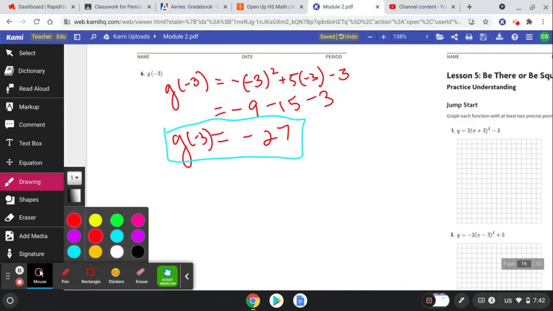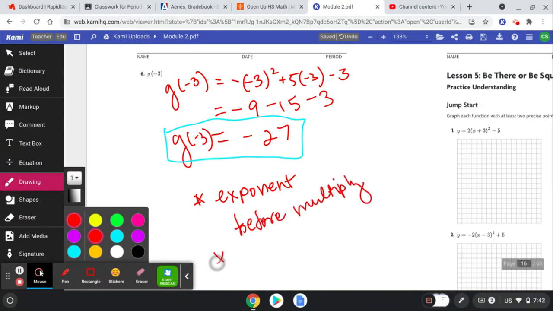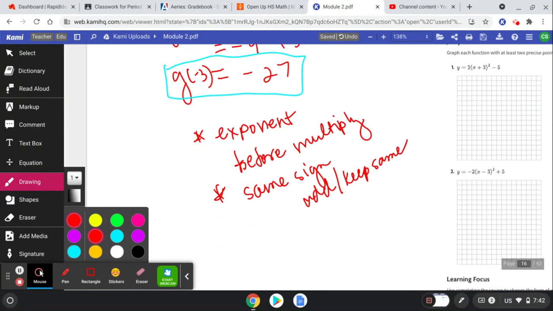So a couple things to remember when doing those ones is to do the exponent before multiply. And for signs, same sign, we add and keep the same sign. And for different signs, we subtract and we keep the sign of the larger.